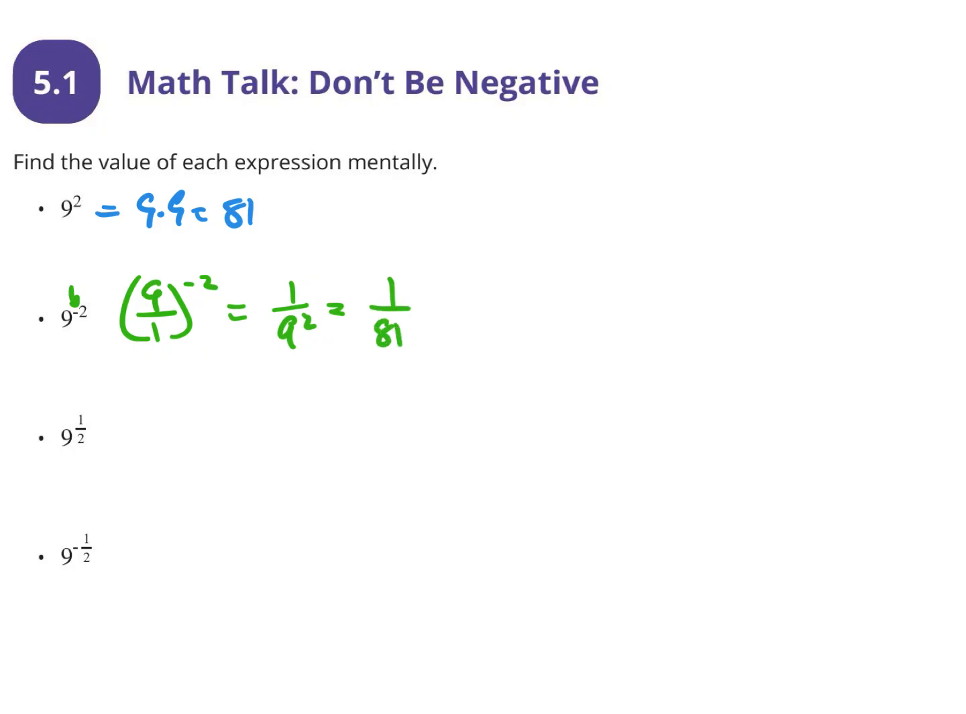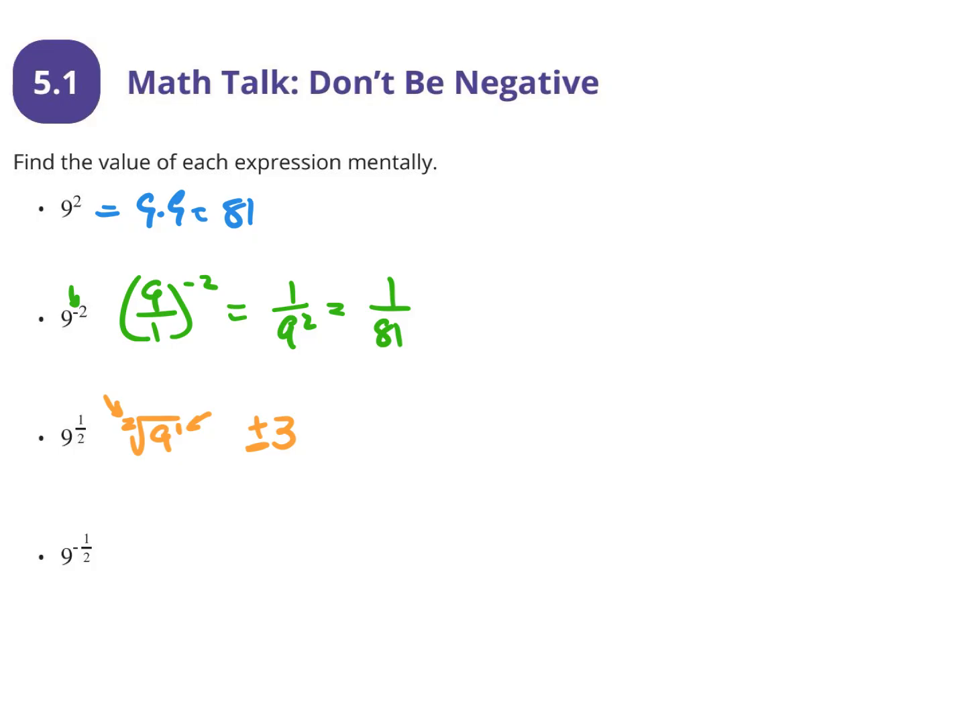9 to the 1/2 is equal to the square root of 9. The 2 goes here because the denominator is the index. The numerator is the exponent, but mathematicians are lazy. They don't like writing ones. And it's understood to be the square root. There's no such thing as the first root. The square root is the first root you can take. The square root of 9 is 3. Positive 3 and negative 3. Positive numbers have 2 roots.